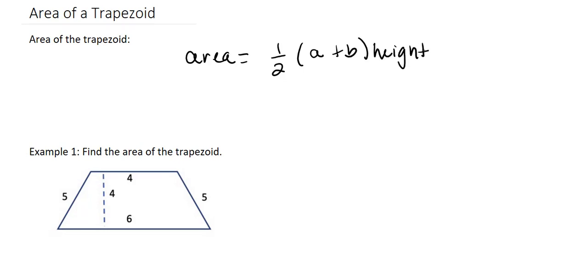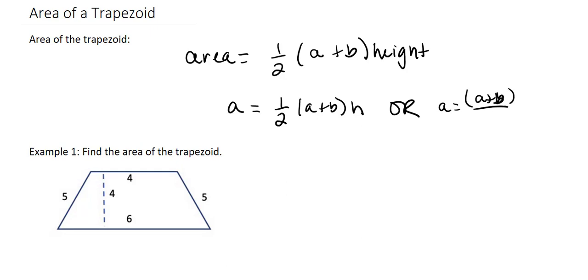Another way we can look at this is just 1/2 A plus B times the height. Or we could look at it as A plus B, which is in parentheses, over 2 times the height.